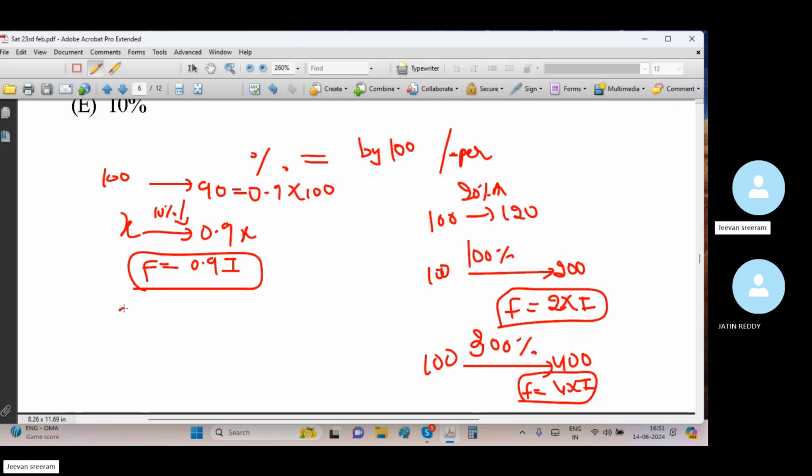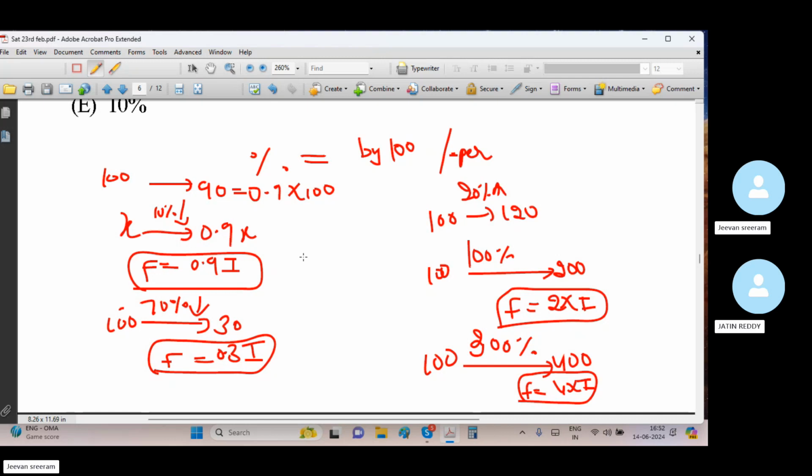Similarly, a 70% reduction means the remainder is going to be 30%. So 0.3 times the initial value. The final value with a 70% reduction means 70% must be removed from 100. You're going to get 0.3 times the initial value.